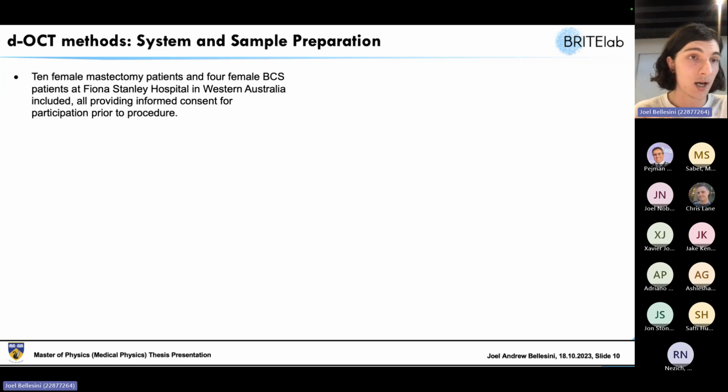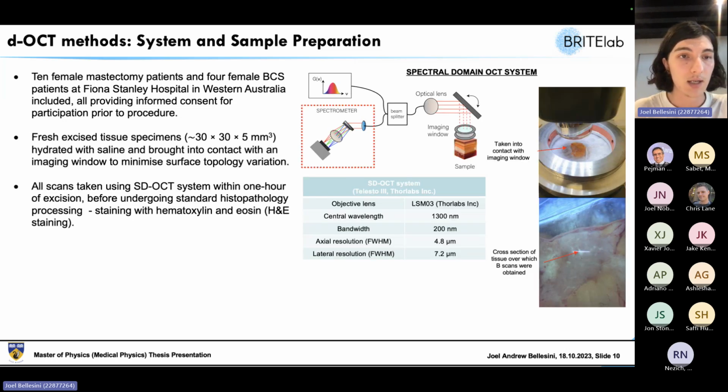Okay, so regarding methods, a total of 10 female mastectomy patients and 4 female breast-conserving surgery patients at Fiona Stanley Hospital in Western Australia were all included, having provided informed consent before participation. Fresh excised tissue specimens were obtained, hydrated with saline, and then brought into contact with an imaging window such to minimize surface topology variation. And then all scans were taken using our d-OCT system as shown, within 1 hour of excision, such to preserve live tissue motility characteristics, as well as the quality of the subsequent histology slide, before undergoing standard histology processing to create a histology slide, which involves staining with hematoxylin and eosin.